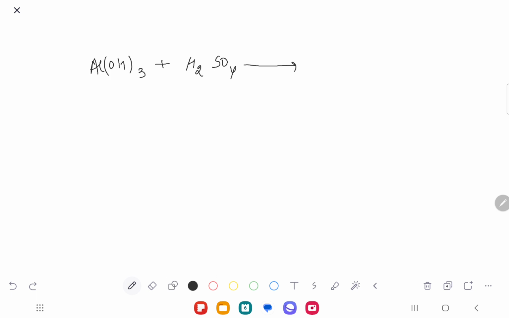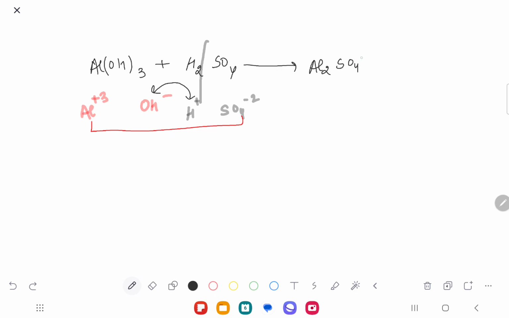So how do I frame the equation? This H2SO4 is actually going to break like this: H plus and SO4 minus 2, isn't it? And Al(OH)3 will break something like this: Al plus 3 and OH negative. So definitely the positive will combine with the negative. So I will have Al2(SO4)3 as the salt being formed, along with it the water, because H plus shall combine with OH negative. That's my double displacement reaction, isn't it?